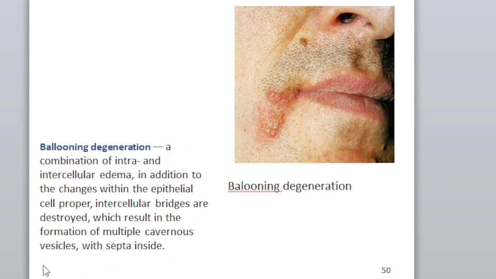Ballooning degeneration, a combination of intra- and intercellular edema. In addition to the changes within the epithelial cell proper, intercellular bridges are destroyed, which results in the formation of multiple cavernous vesicles with septa inside.